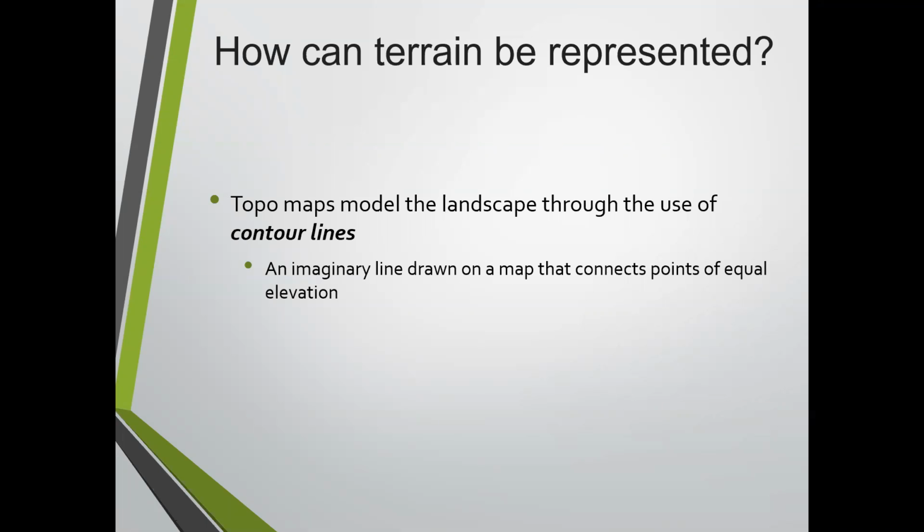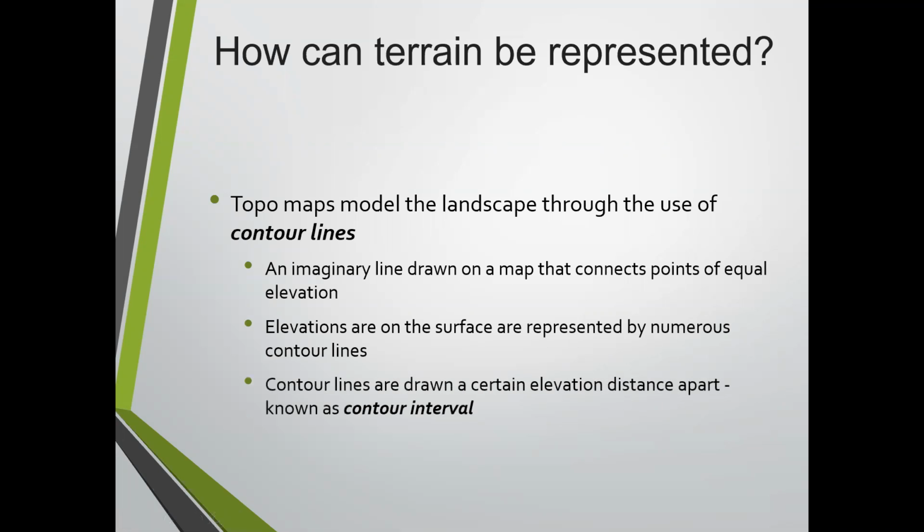Iso meaning equal measure. So a map that portrays strictly contours is very often referred to as an isopleth. So you'll see other types of isopleths that represent other things than elevation. So for instance, pressure maps or temperature maps, those are also isopleths because those contours could represent changes in temperature or changes in pressure. But when we're talking about land, we're talking about what we call a contour line. And elevations on that surface are going to be represented by numerous contour lines.